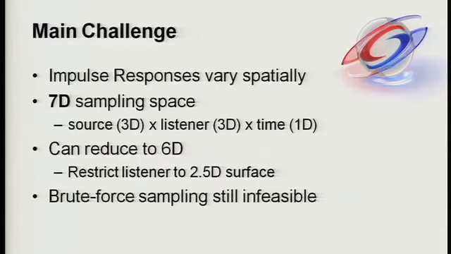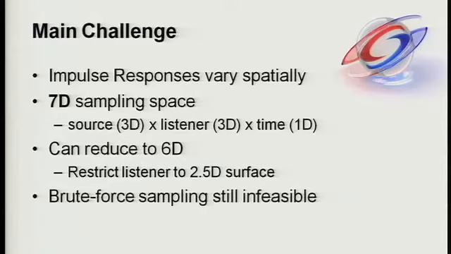This means that impulse responses vary spatially, and the sampling space we have is seven-dimensional, because the source can move in 3D, the listener can move in 3D, and for each source-listener pair in space, we have an impulse response, which is a function of time. This can be reduced to 6 dimensions by restricting the listener to a 2.5D surface. So in most games, the listener is moving around on a 2D plane or walking at different floors in a building, so that can be used.